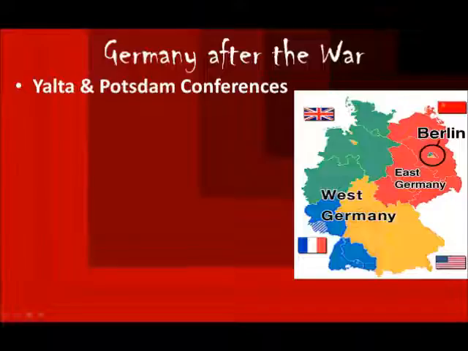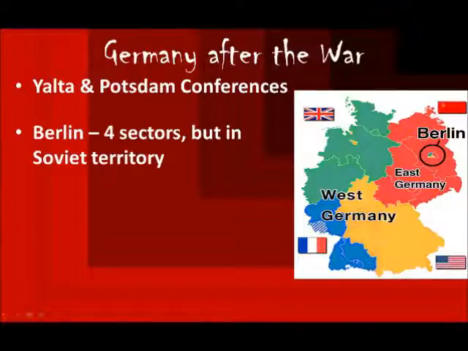Then with the Potsdam Conference, this is in summer of 1945, the biggest thing decided there has to do with Berlin. The capital city of Germany, Berlin, it's culturally important, significant, and it is in the heart of that Soviet-controlled territory. So what they decide is that the city of Berlin will also be separated into the 4 parts.